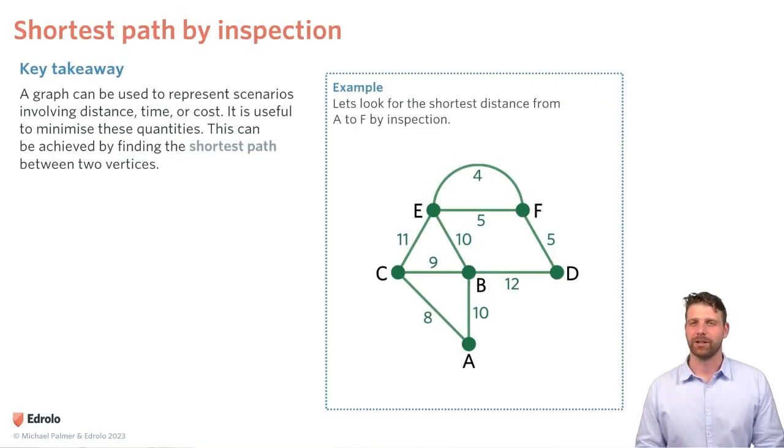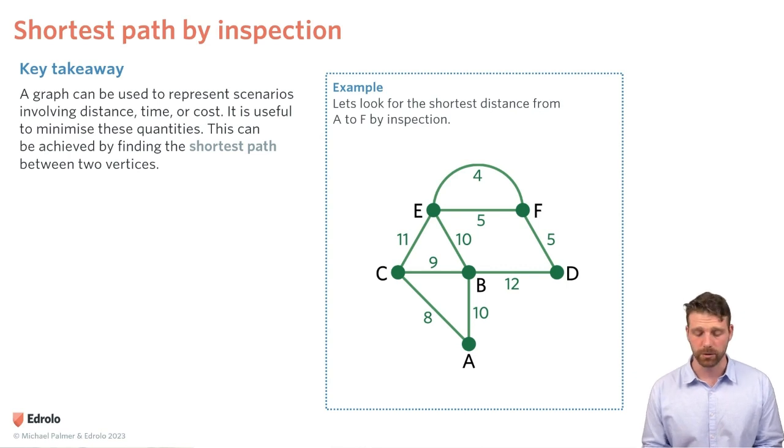Our key takeaway for shortest path by inspection is that a graph can be used to represent scenarios involving distance, time, and cost. It's useful to minimize these quantities in real life because everyone likes to minimize costs, time, or distance, right? So we can achieve this by finding the shortest path in a network. If we can model some real-life problem with a network, then we can use Dijkstra's algorithm or just inspection to find the best way to do it.